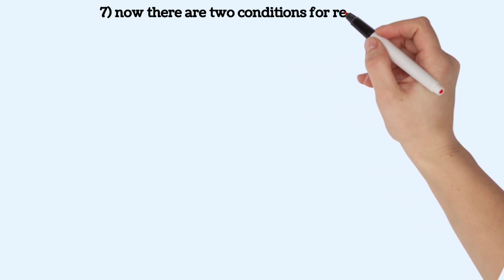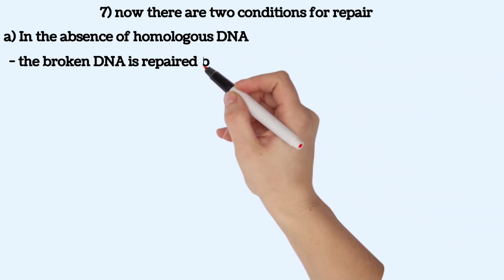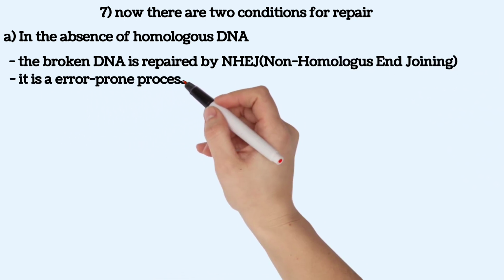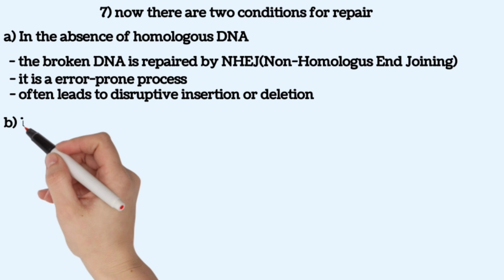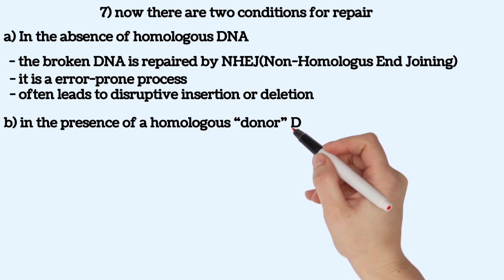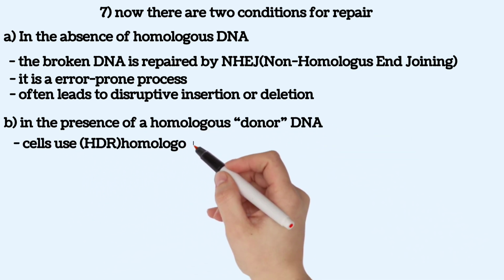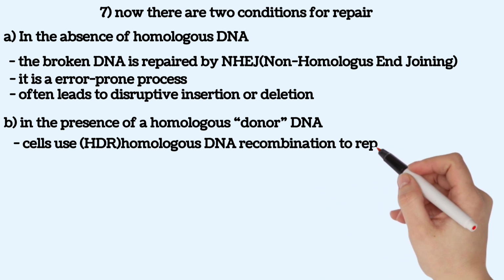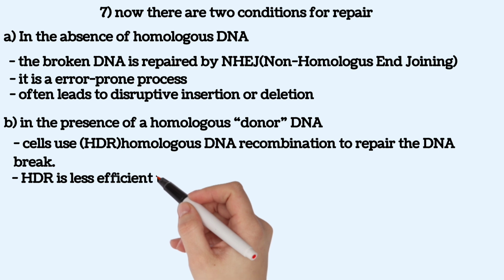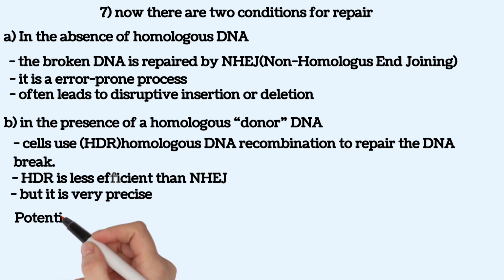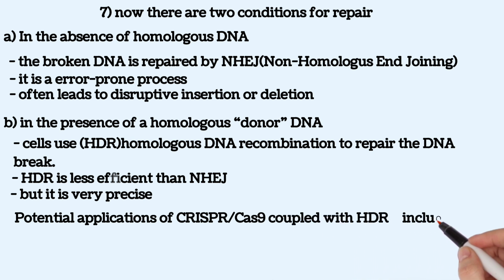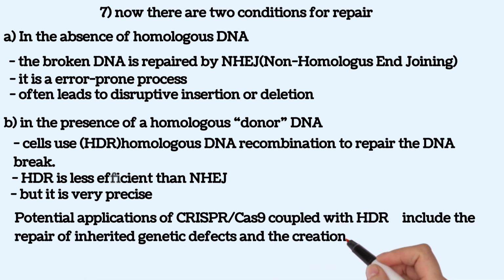Now there are two conditions to repair the DNA that was broken by Cas9 nuclease. Firstly, in absence of homologous DNA, the broken DNA is repaired by NHEJ, non-homologous end joining. It is an error-prone process, often leading to disruptive insertion or deletion. Secondly, in presence of a homologous donor DNA, cells use HDR, that is homology-directed repair, to repair the DNA break. HDR is less efficient than NHEJ, but it is very precise.